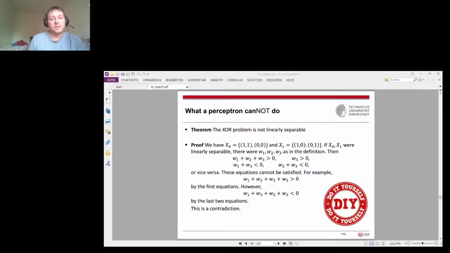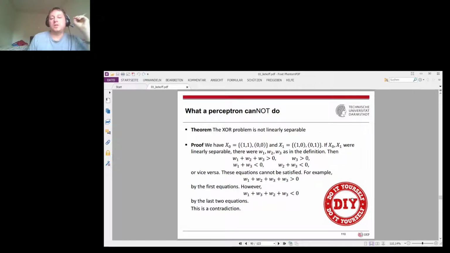So what the XOR problem cannot do is it cannot correctly classify the XOR problem, because the theorem is the XOR problem is not linearly separable. We're not going to go through that theorem in detail in class because you see that sign here, do it yourself. This means if you want to, you can check that at home yourself. If you want to go into the details of the lecture, so do it yourself, but we're not going to do it in class.